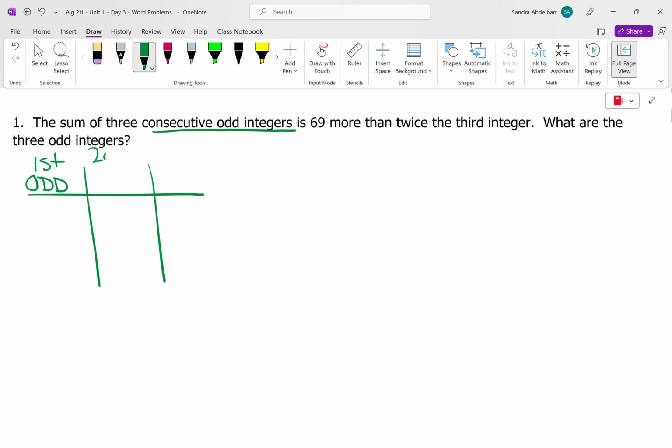So we have our first odd, second odd, third odd. And no matter what, when I'm dealing with consecutive integers, my first is always x. No matter if it's just regular consecutive, even consecutive, or odd consecutive, my first is always x. Now, what was the format for odd? It was x and then x plus 2 and then x plus 4.